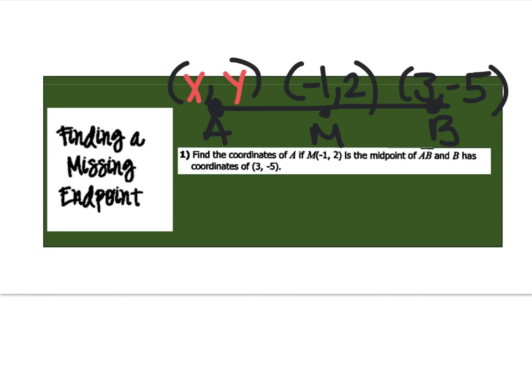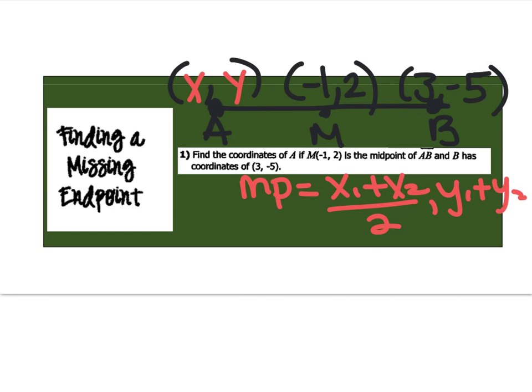We're going to start with our midpoint formula, and our midpoint formula is the midpoint is equal to x1 plus x2 over 2, comma, y1 plus y2 over 2. Our parentheses are for location. All right, let's get ready to see how you set it up and how you solve.